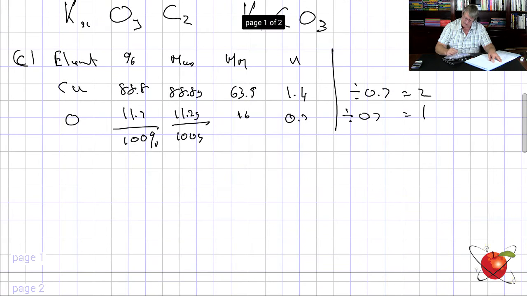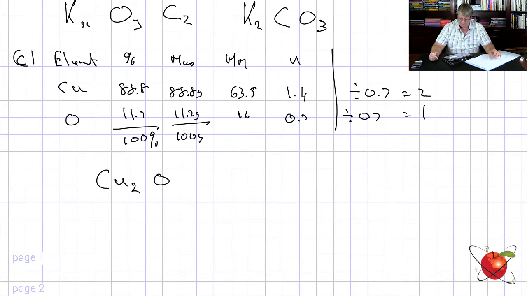Therefore, we get Cu2O, which means this was copper 1, correct? That was copper 1, wasn't it? How did I know? Because you always take the valency of the most electronegative, which is oxygen, is -2. Therefore, copper is +1 to get a +2 because there's 2 of them. 2 copper atoms joined to an oxygen atom.